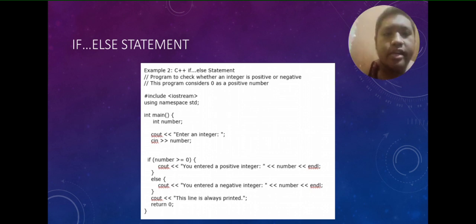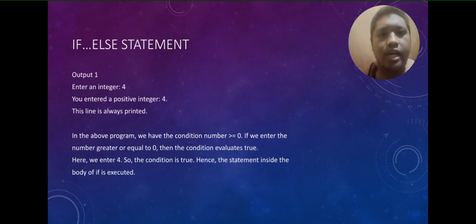So here's our example code in C++. Example 2 is a program to check whether an integer is positive or negative. So here are the following codes. You can follow along here in C++, and you can put it in C++. So the first output is the positive integer.